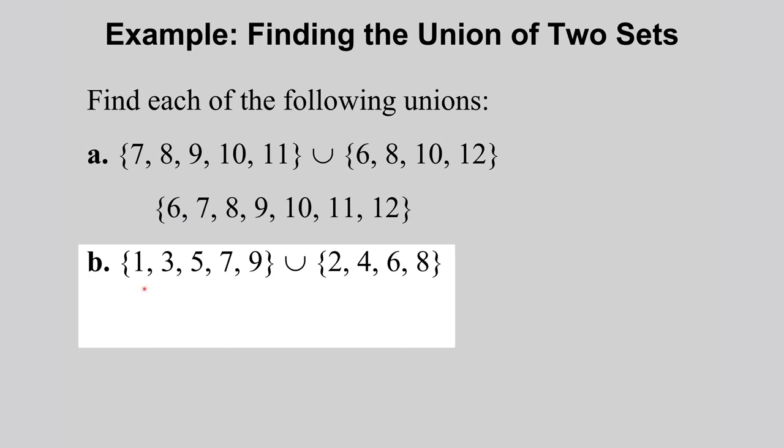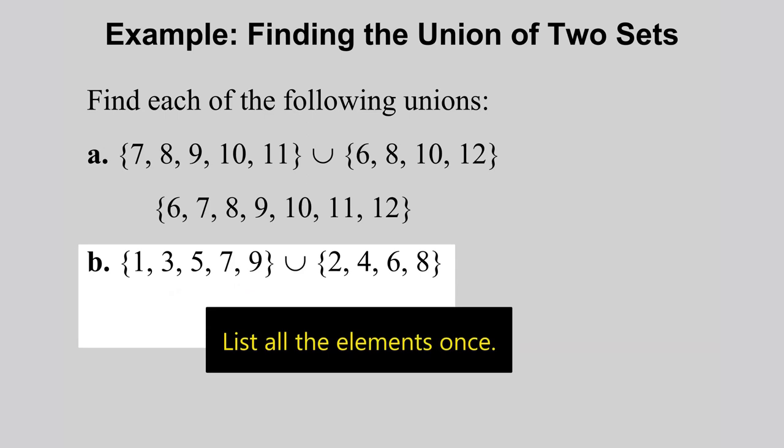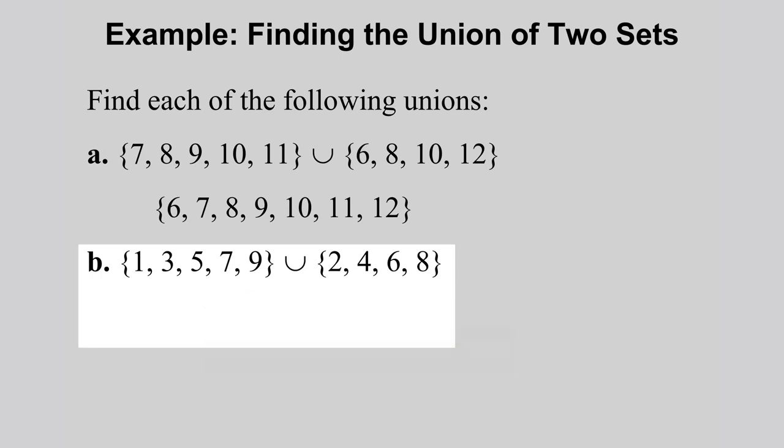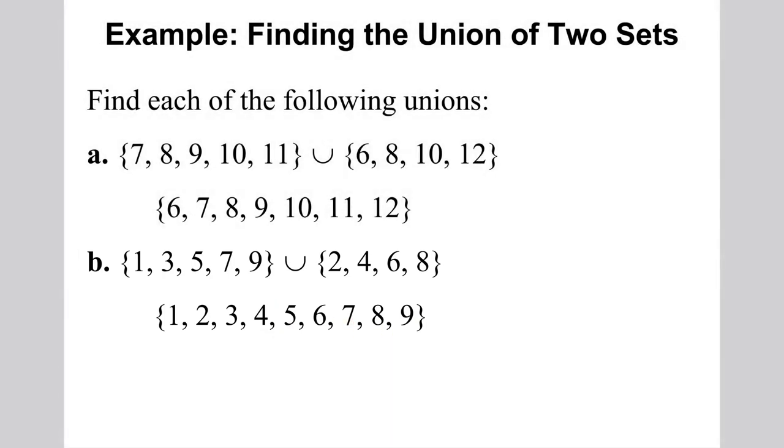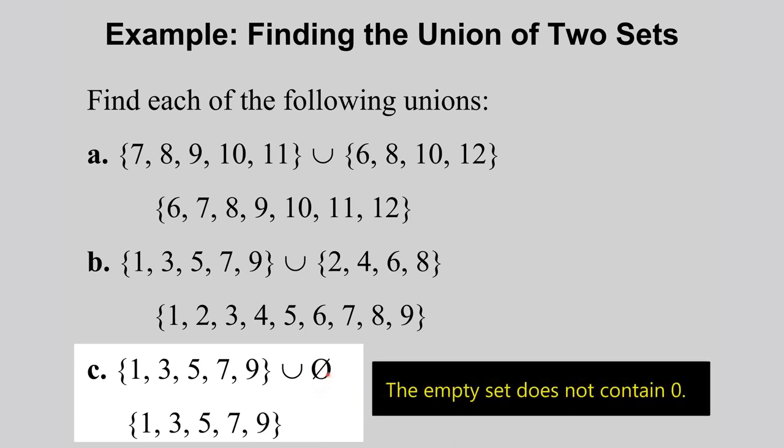Next, for these two sets here, find the union. Meaning, you're just going to write down all the elements, and those elements that appeared twice, you just have to list them once. The union of these two sets is the set containing 1, 2, 3, 4, 5, 6, 7, 8, and 9. Lastly, for these two sets here, the union is the set containing 1, 3, 5, 7, and 9, because this empty set contains nothing. It does not contain anything. So don't get confused, this one does not contain zero. When you say empty, it's nothing.